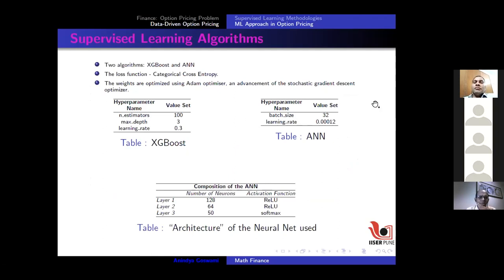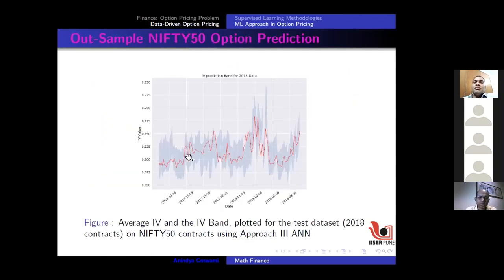So these are some details about the architecture. I'm not spending time here. So then the result looks like this, when we take the asset price and the option price data.